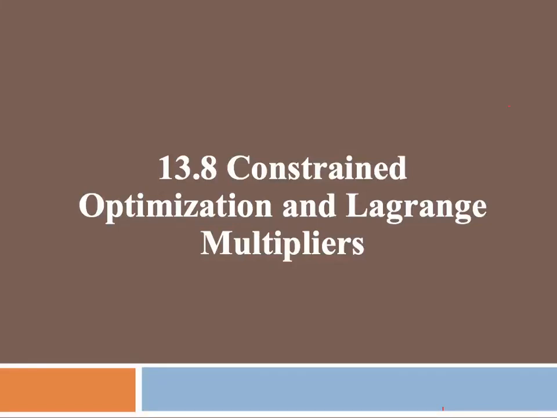All right, section 13.8 is called Constrained Optimization and Lagrange Multipliers. I know that looks like "Lagrange," it's Lagrange. So we're going to take a look from an intuitive perspective first at what this is doing.